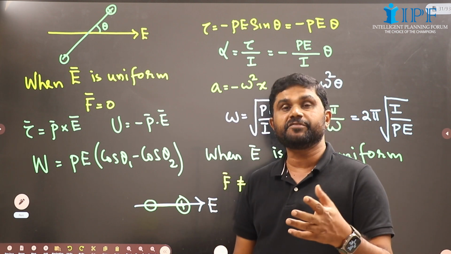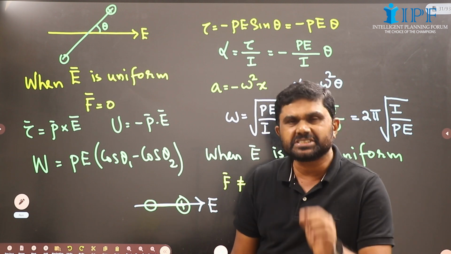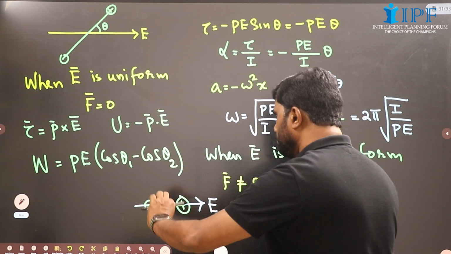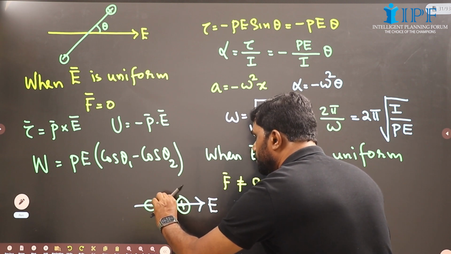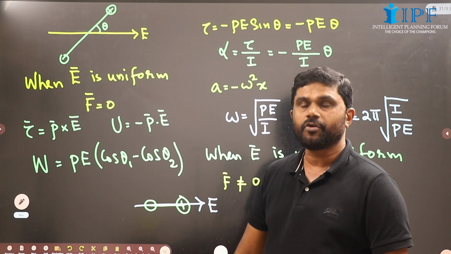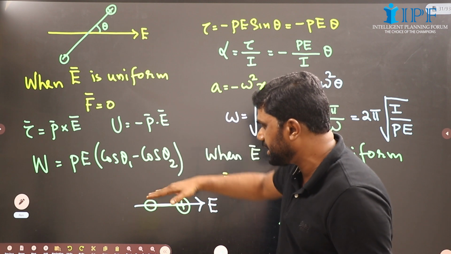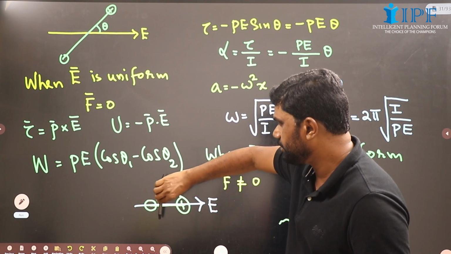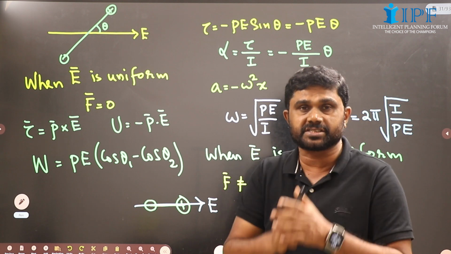Now what happens if I gently tilt it from this position through a small angle? This is the dipole, and now I have tilted the dipole through a small angle and then released. What happens? When tilted like this, it will be moving like this, back and forth. It will execute angular SHM.